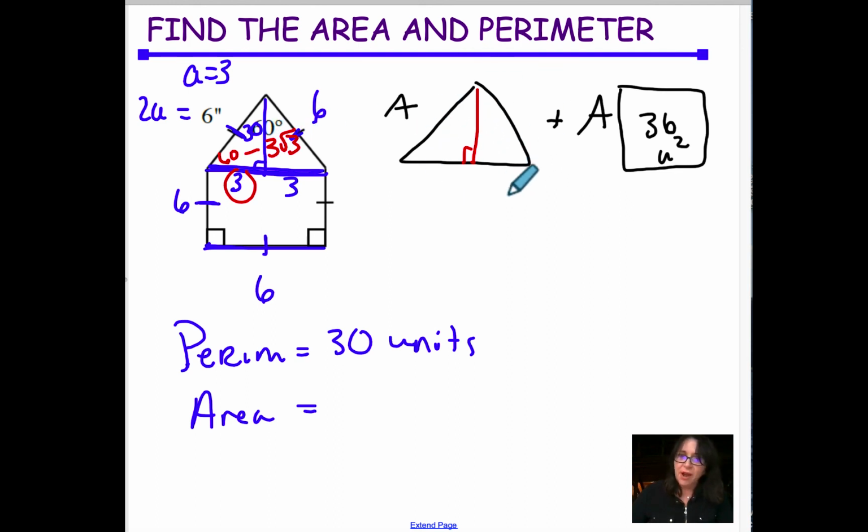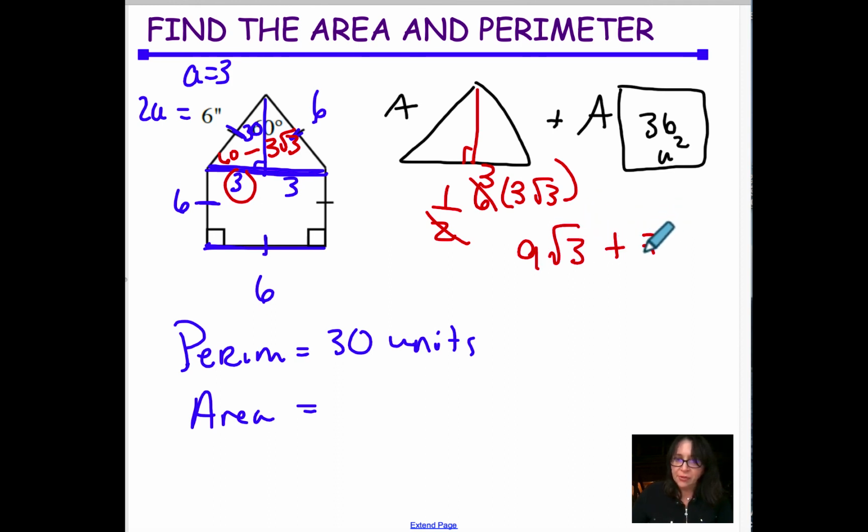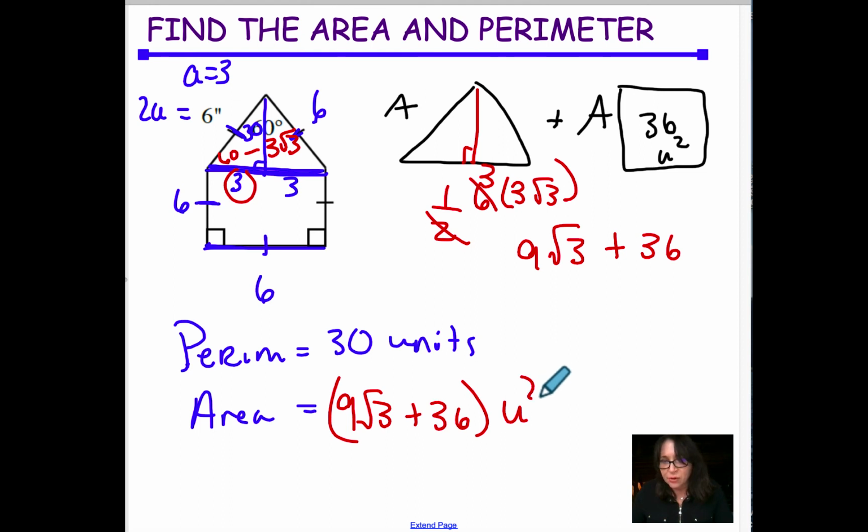That means across from the 60 is A root 3, or 3 root 3. So when I'm trying to find the height, I'm going to go 1/2 base, which is 6, times my height, which is 3 root 3. So 2 divides into 6 3 times. 3 times 3 is 9. I have 9 root 3 plus 36. So my area is going to be 9 root 3 plus 36. And as a quantity, that's units squared.